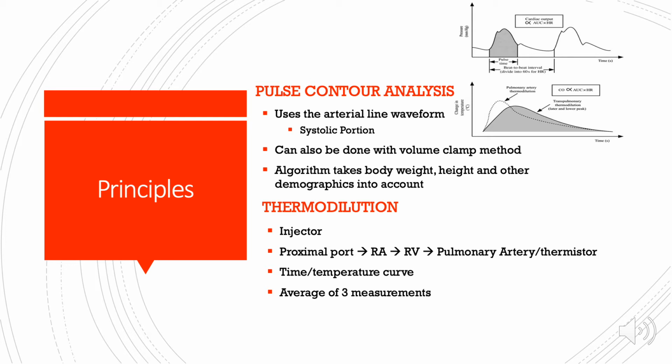So cardiac output is inversely proportional to the area under the curve. The peak of the curve is the lowest temperature, so the greatest difference between the two. And to get the final cardiac output value from thermodilution, it takes an average of 3 measurements.